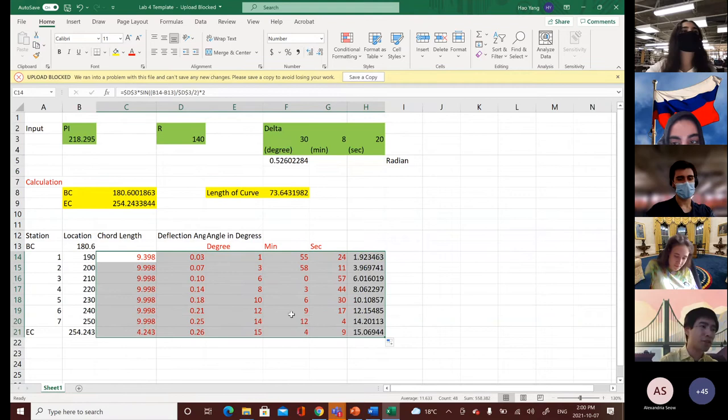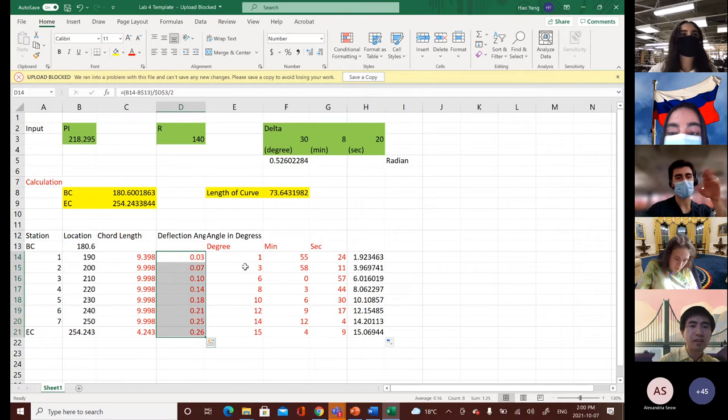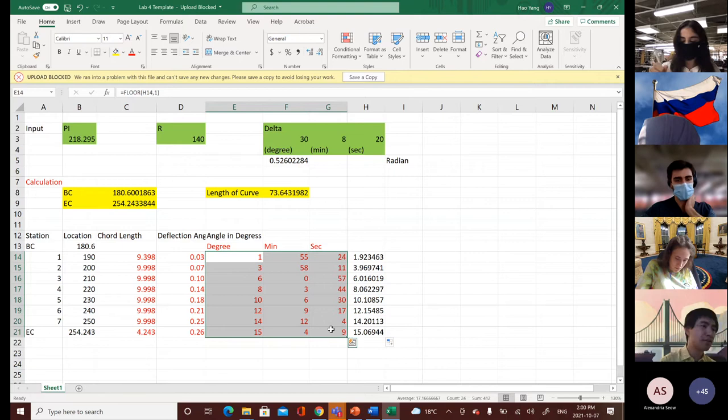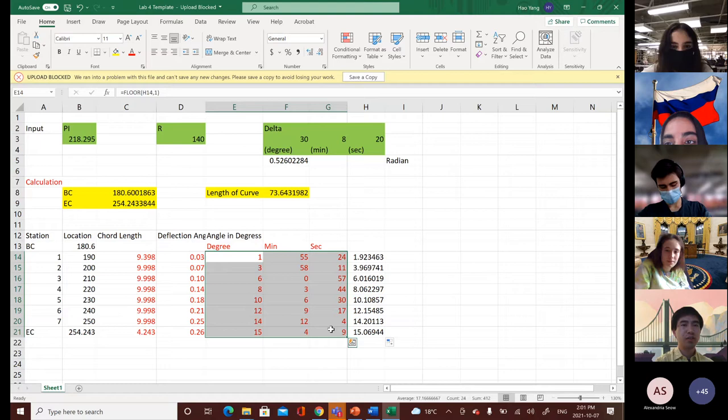So you will get the chord length from the third column, and the deflection angle. This is the deflection angle in radians, and this is the deflection angle in degrees, minutes, and seconds. So with this template, you get all the values automatically. But of course, you need to specify how many stations you have to place on that curve. Once you have the chord length and the deflection angle, you can then place your station.